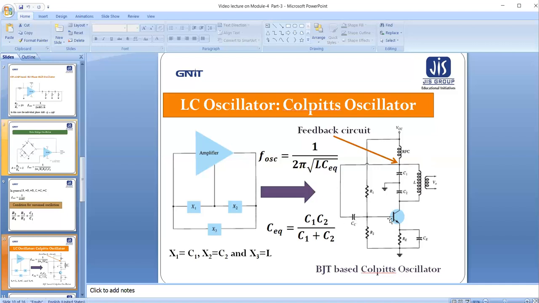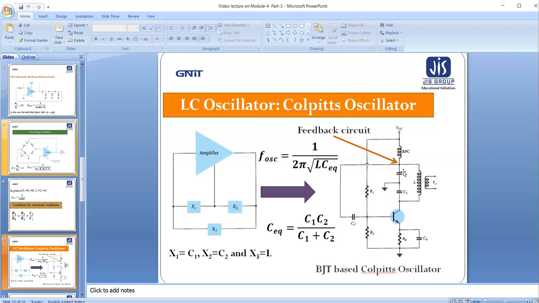the input of the transistor, and their series connection is in parallel with the other end of the inductor. So C1, C2 and L basically form a tank circuit which produces sufficient energy for sustained sine wave oscillation. The feedback signal is fed to the base of the transistor via this coupling capacitor CC.